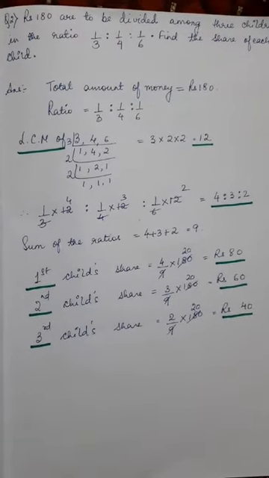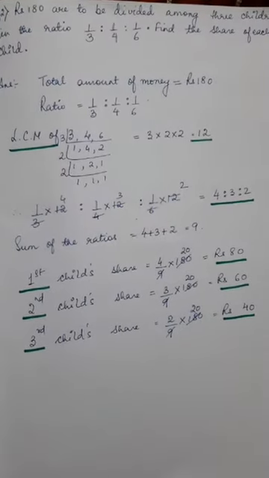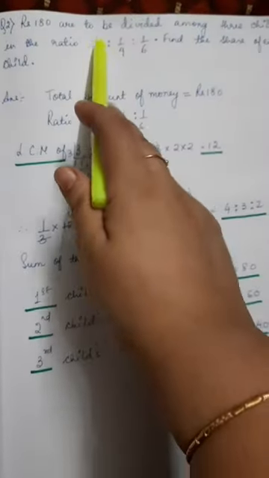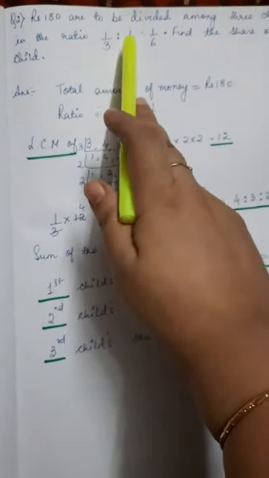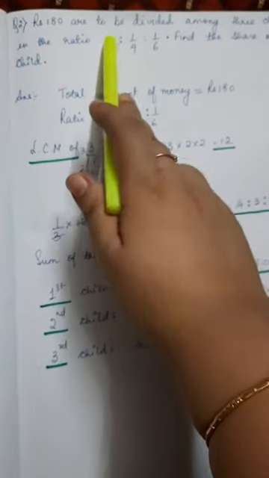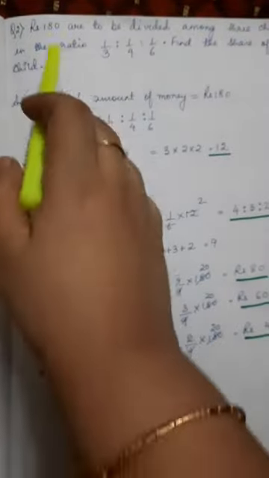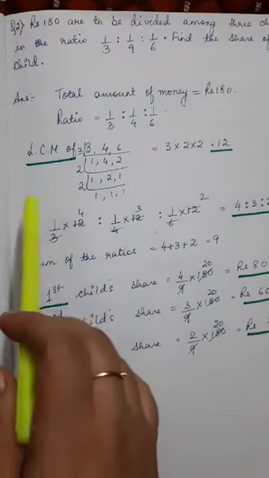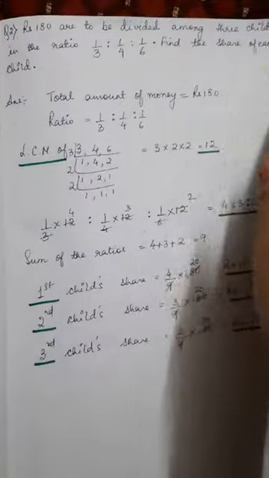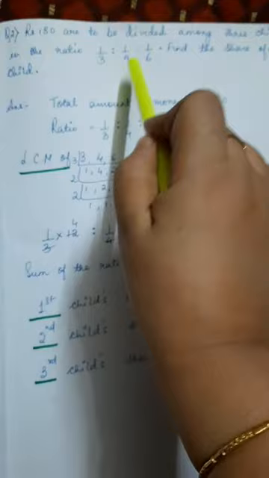Now, Rupees 180 is being divided amongst 3 children. The ratio is given. Children, very important to note, this is the ratio given, not the amount given. 1 by 3 is to 1 by 4 is to 1 by 6. This is not the amount. This is the ratio given to you. Now, this total amount is being divided amongst these 3 children, suppose A, B and C. My question is, find the share of each child: the share of the first child, the second child, the third child.